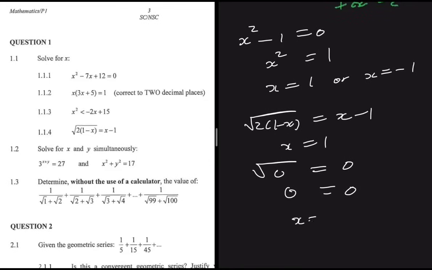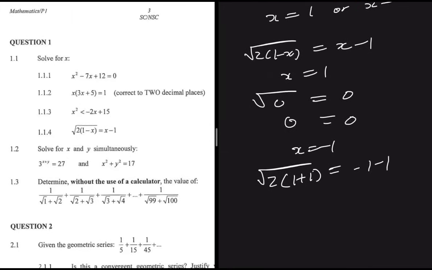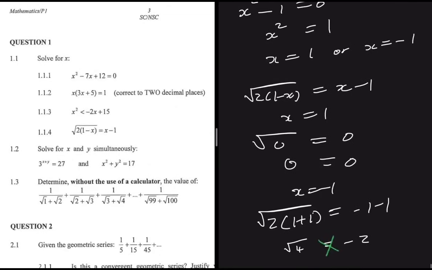What about when x is equal to minus 1? Let's see. We're going to have 2 multiplied by (1 minus x). So that is 2 multiplied by (1 plus 1). Basically 2, right? And then we're going to have minus 1 minus 1. So here on the left hand side, we're going to have the square root of 4 being equal to minus 2, right? So you can see that this doesn't hold. So our answer here is only supposed to be x equals 1, right?